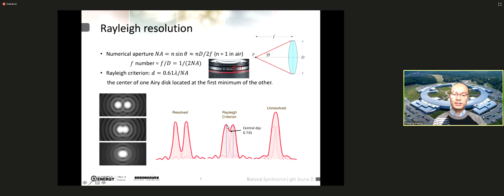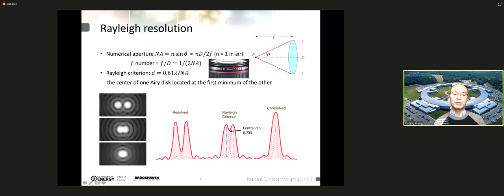At this condition, Rayleigh claims our human eyes are able to resolve this central dip and tell that there are two peaks there as well, and we can tell there are two dots in the image plane. Using this, we can set up the resolution criterion of the imaging system. And again, this resolution limitation is heavily determined by the numerical aperture of the imaging system.